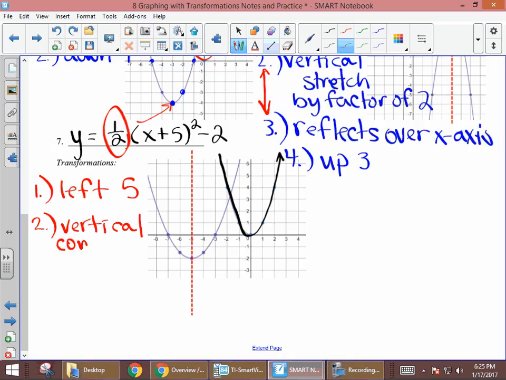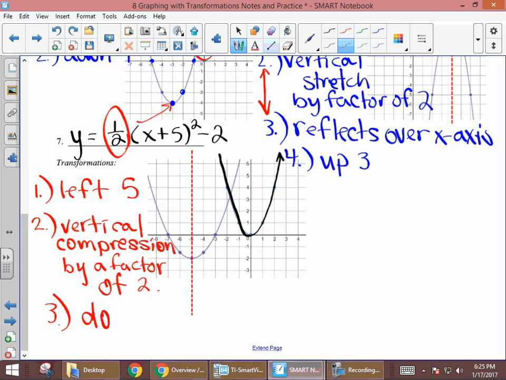Vertical compression. And anytime we say compression, that tells us we're dividing. What are we dividing by? By a factor of 2, because we're dividing by 2. That's what 1/2 is. And finally, the last step, we move down 2 units.